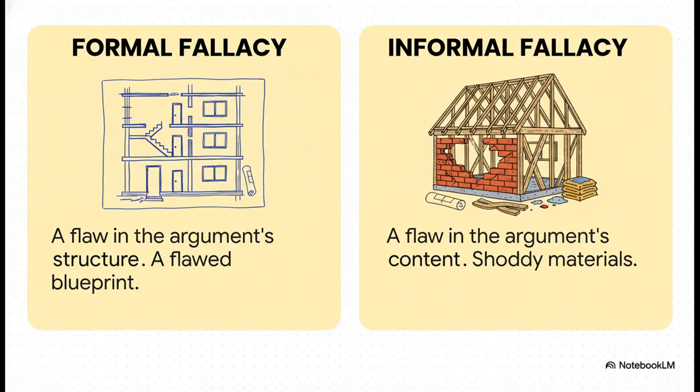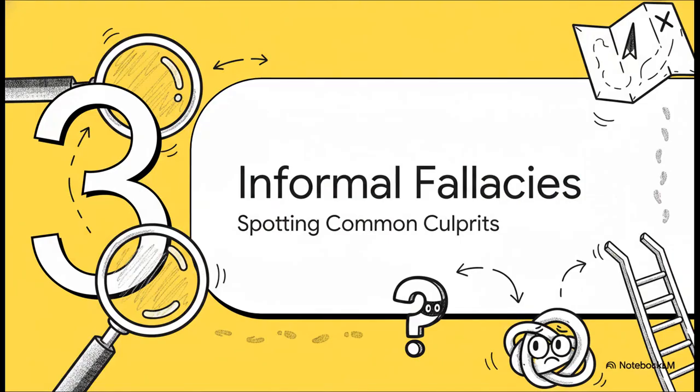And this is a fantastic way to think about it. A formal fallacy means the problem is in the structure. The blueprint for the house is just wrong. The logic itself doesn't work. But an informal fallacy, that's a problem with the content, the materials. The blueprint might look fine, but you're building with shoddy materials. And we're going to focus on those informal ones because honestly, those are the ones you'll bump into every single day. All right, it's time to go hunting for some of the most common culprits out there. And I promise you, once you learn how to spot these, you'll start seeing them everywhere. You won't be able to unsee them.